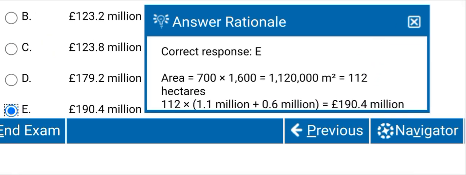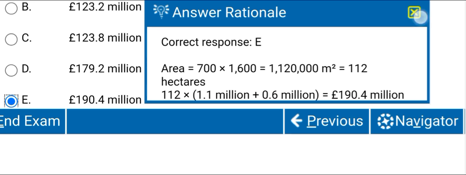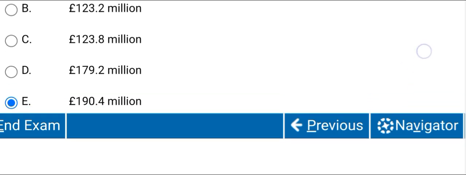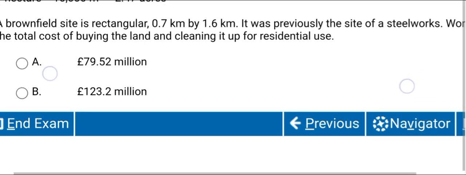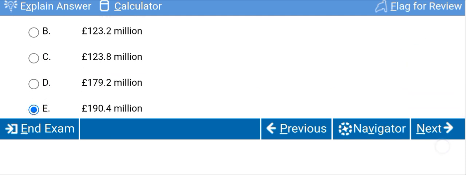Area equals 700 multiplied by 1600, which equals 1,120,000 meters square, equals 112 hectares. 112 multiplied by 1.1 million plus 0.6 million equals 190.4 million pounds. So that's how we have a correct option is option E, that 190.4 million pounds is the correct option.